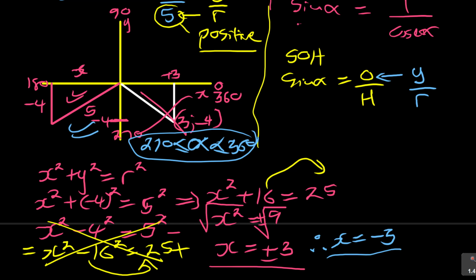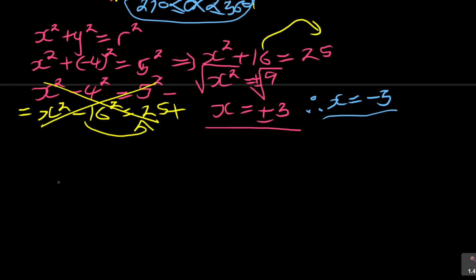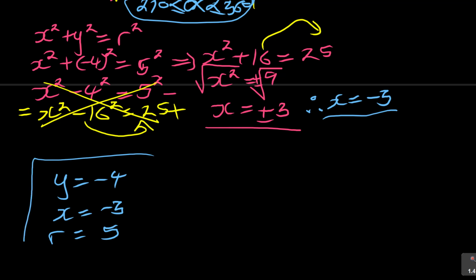So when you've got this part, I know my y is equal to minus 4, I know my x is equal to minus 3, I know my r is equal to 5. You can then answer any question that they ask you, because every question that they are asking you, you can now convert to x, y, and r.